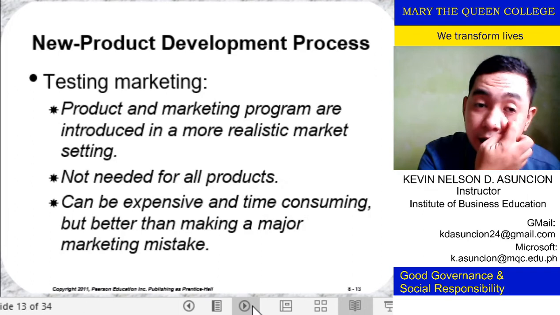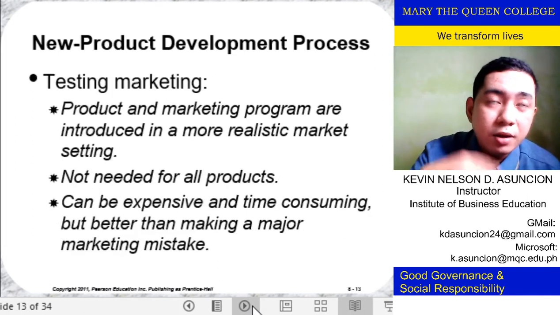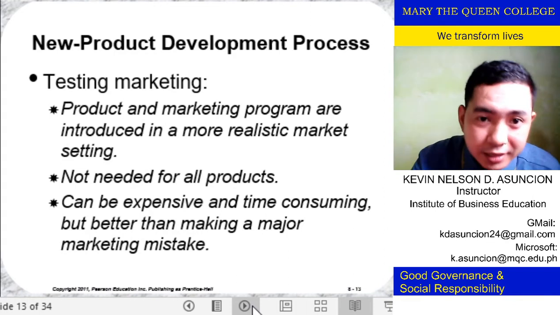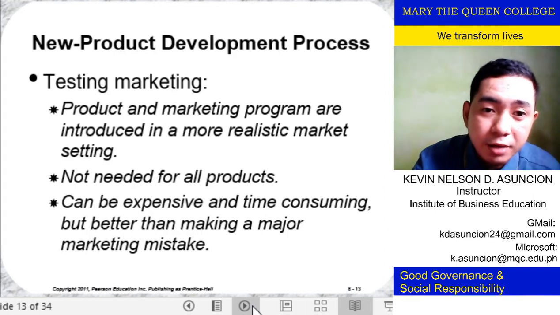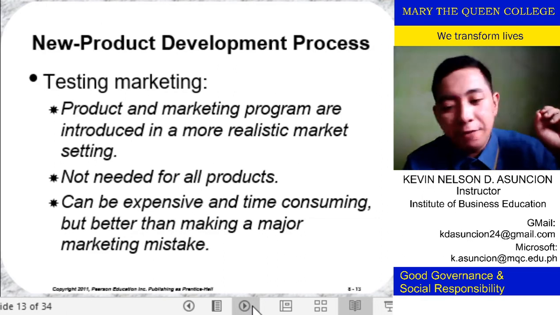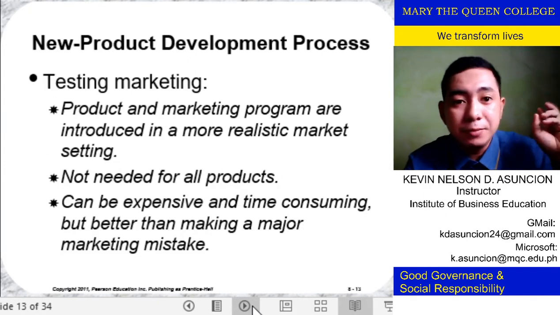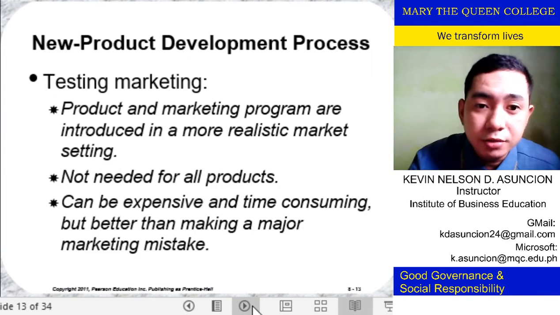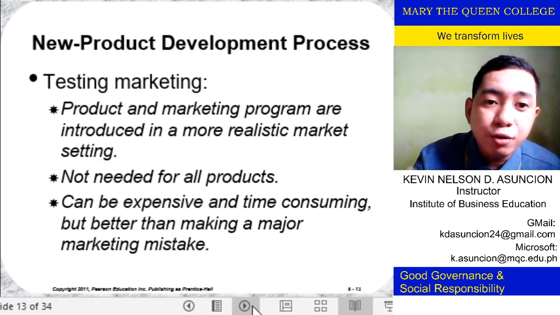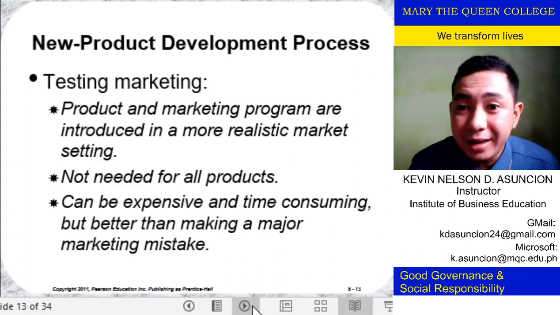Okay? And then yun nga, that leads us to na-develop na yung product nila, tinetest nga to sa market. So, product and marketing program are introduced in a more realistic market setting. So, ito na yung actual. Ito yung sinasabi ko. If napunta tayo sa product development, pinapakita mo yung prototype, sinusubukan yan. No? Sinusubukan yan. So, product and marketing programs are introduced in a more realistic market and not needed for all products. Hindi naman laging kailangan.